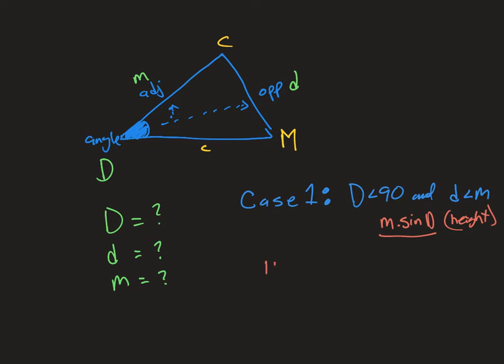So subcase 1, I'll call 1A. Case 1A is when little d is less than M sine D. If d is less than the height, there is no solution. Case 1B would be that I'm equal to that height, that d equals M sine D. If that's the case, I have one solution.